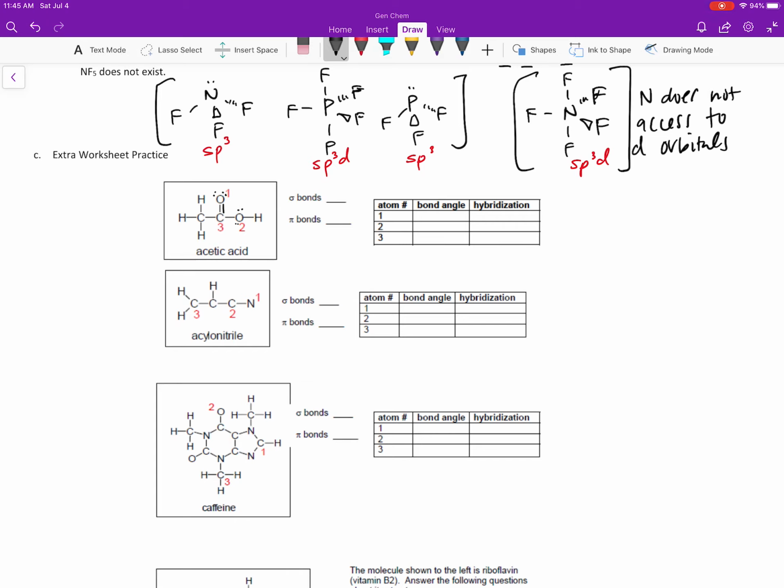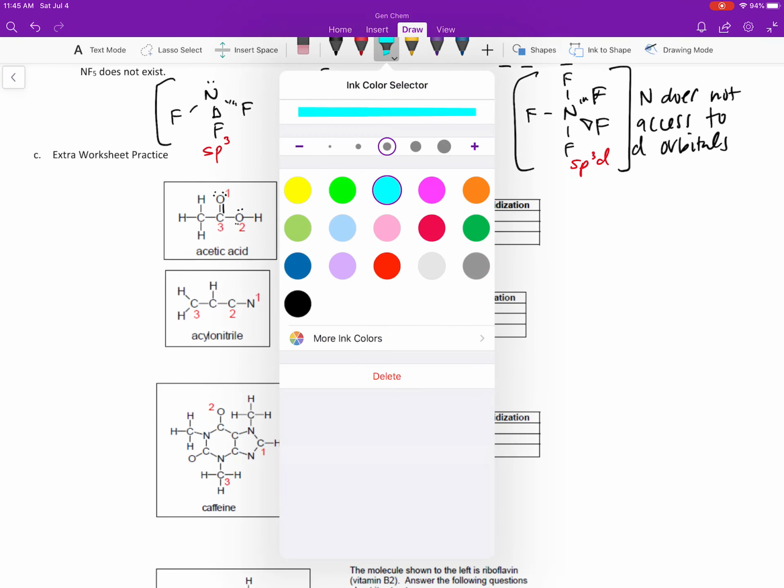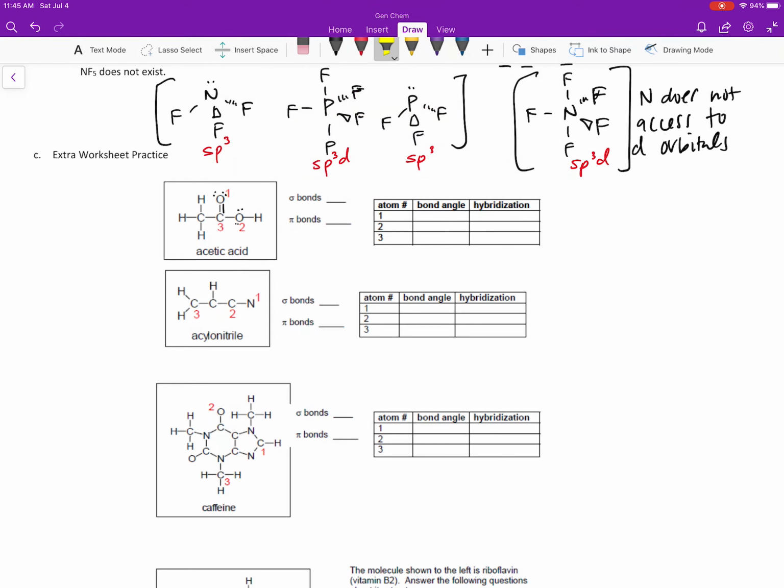So the first thing I'm going to do is count sigma bonds, counting my single bonds. When I do this, I usually will cross them out. I'll do 1, 2, 3, 4, 5, 6, 7. That way I don't miss anything. And then with pi bonds, it's usually a little bit easier because you can see the darkness of that double bond. So there's one pi bond.